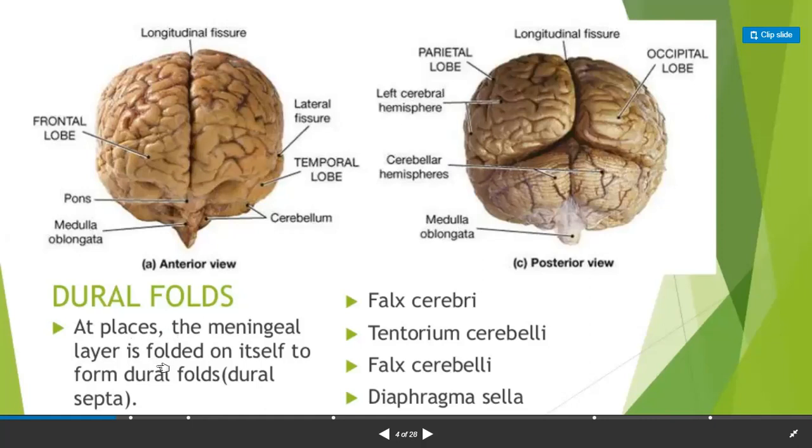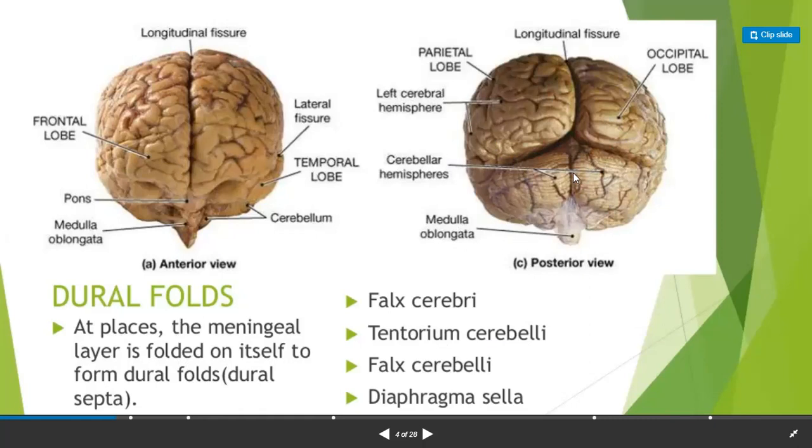At places, the meningeal layer is folded on itself to form dural folds. Between the two cerebral hemispheres, it is named the falx cerebri. This is the cerebellum, and this is the posterior view of the brain. Between the two cerebral hemispheres and the two cerebellar hemispheres, you will have a tent-shaped fold of dura mater. The tent-shaped fold of dura mater is the tentorium cerebelli.